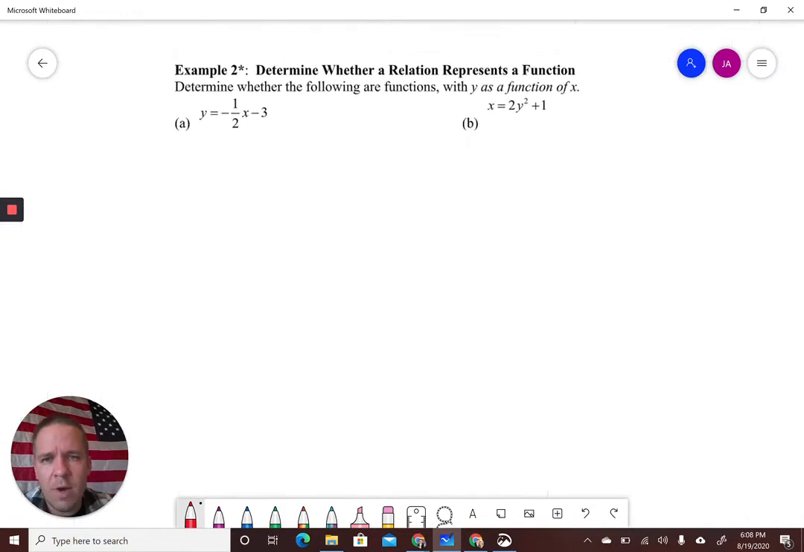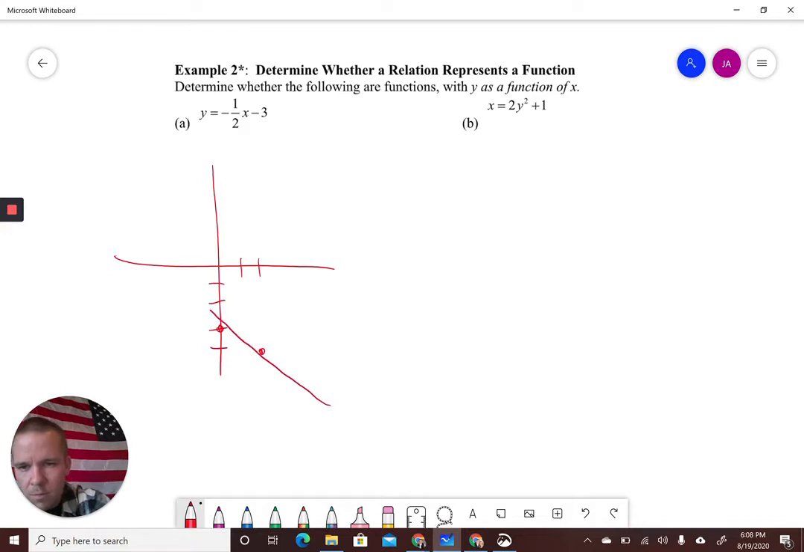All right, determine whether a relation represents a function. Now we're looking at these equations. All right, so let's see here. We got ourselves a nice little equation of a line. If we were to graph that, starting down at -3, and we're going to use our little slope down 1/2. Equation of a line.